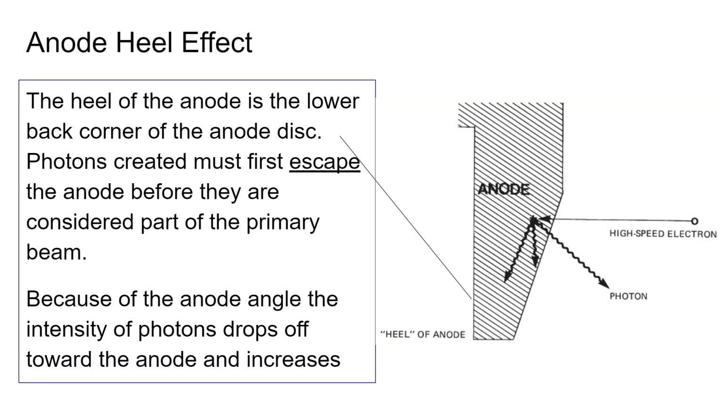What is the anode heel effect? I'll tell you what it is, and then I'll tell you why it is. So the anode heel effect is a phenomenon where the intensity of radiation, the amount of radiation, is literally higher towards the cathode side of the tube and lower towards the anode.